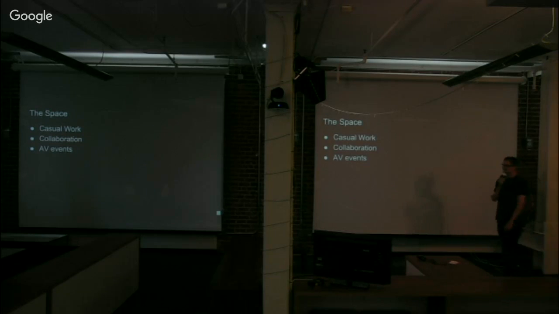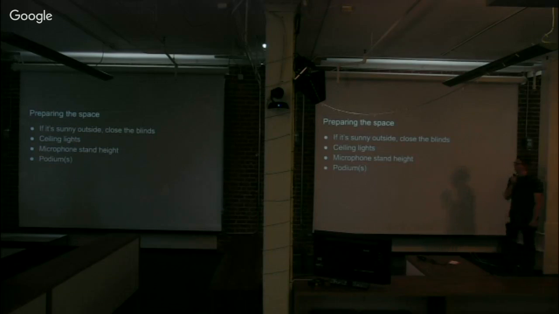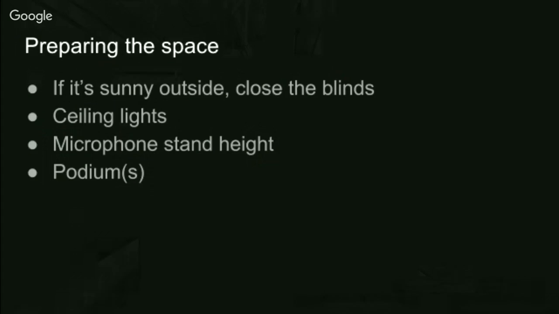So usually this space is used for casual work, collaboration, meetings, one-on-ones, AV events. So some basic stuff I do when I'm prepping the space for an event is if it's sunny outside, which during this time of the day it usually comes through that side of the room, I'll close the blinds, just basic stuff. I'll turn off these fluorescent lights up here, which just ask Robert or I if you want to do that. We have to go to the breaker to do that.